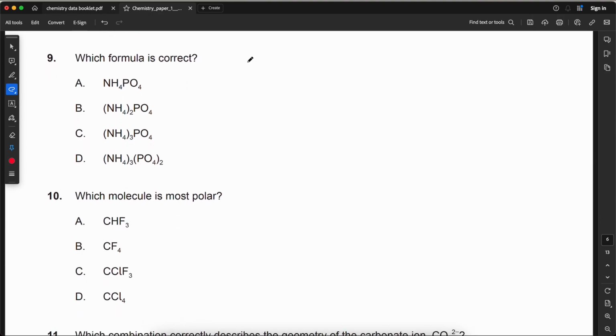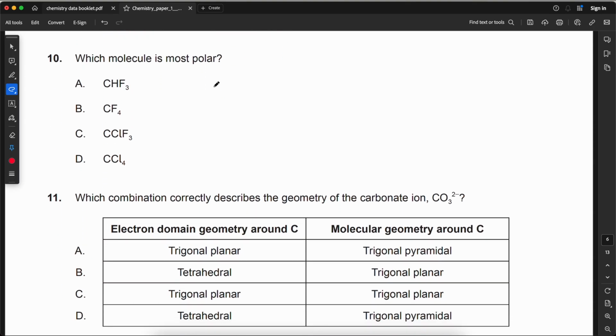Which formula is correct? So we've got NH4+ and PO4 3-, crisscross: (NH4)3PO4. The answer is C.